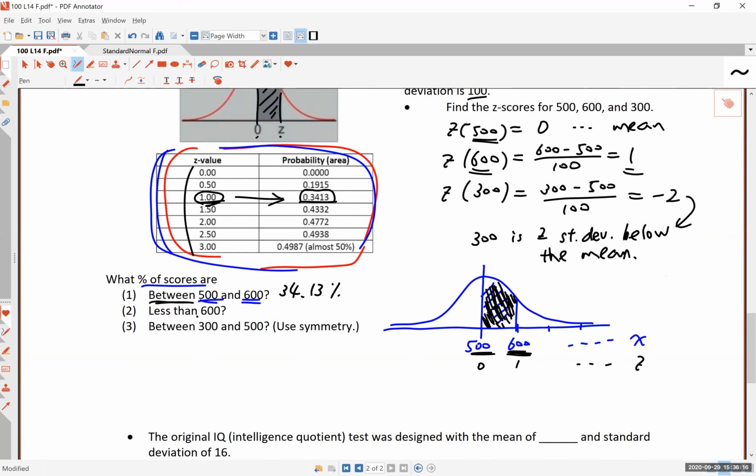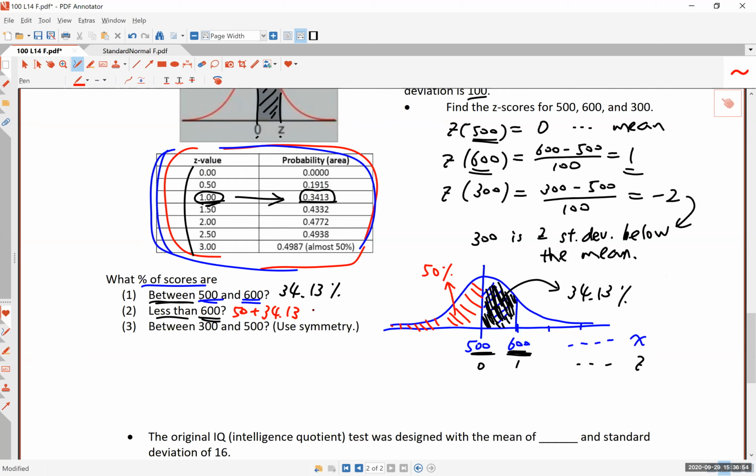How about less than 600? Watch carefully here. What about the percentage of people less than 600? Now notice here, the table told us this part has 34.13%. But when you say less than 600, guess who else is included in here? Everyone around here. These people also scored less than 600. And what percent is that, to the left of the middle? It's exactly 50%. So in this case, you have to add 50 to this number.